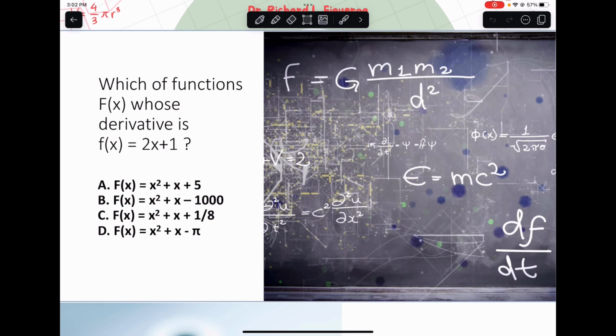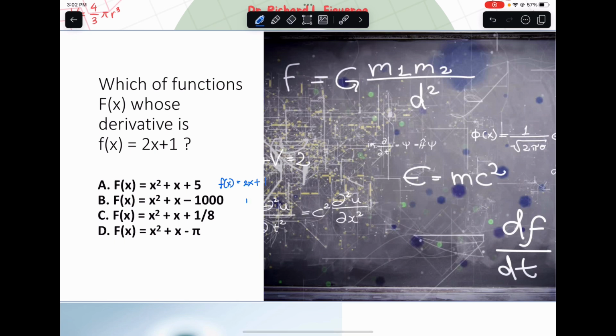Because x squared has a derivative of 2x, and x has a derivative of 1. And 5, which is a constant, has a derivative of 0. So thus, the derivative of the function f of x is simply 2x plus 1, and the 5 gives 0. Similarly, we have x squared plus x minus 1000, which is equivalent to 2x plus 1 as well.